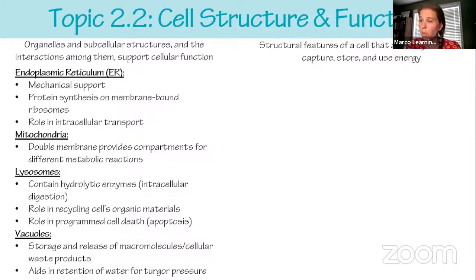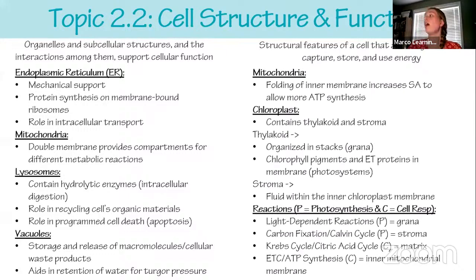And then, of course, the vacuoles are for storage and the release of macromolecules and different waste products, and they can retain water for turgor pressure that we mentioned earlier. It's also important that we understand how the folding creates different compartments in the mitochondria and our chloroplast. The folding of the mitochondria, the cristae, creates a larger surface area. That larger surface area provides more space for more electron transport chain and more chemiosmosis to increase the amount of ATP that is made in the mitochondria.